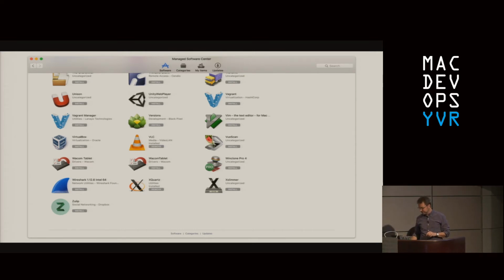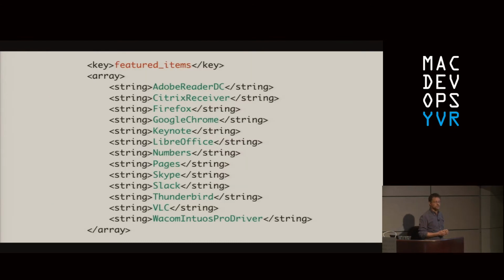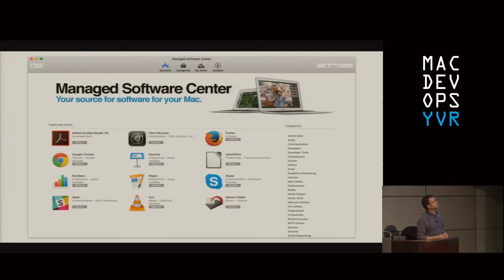So a new feature is featured items. And that's a list of things you want to feature on that first page of Managed Software Center. You can add that to a manifest. It could be in one of the included manifests, so it applies to all your clients, or it could be departmental size, so that this department gets this set of featured items, and this department gets a different set of featured items. And so it takes that giant list and makes it way more manageable and helps you guide your users to the applications and software you think are most important for them.